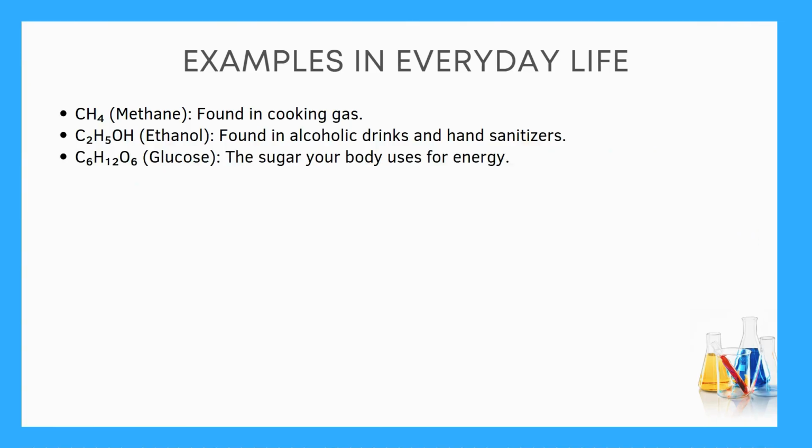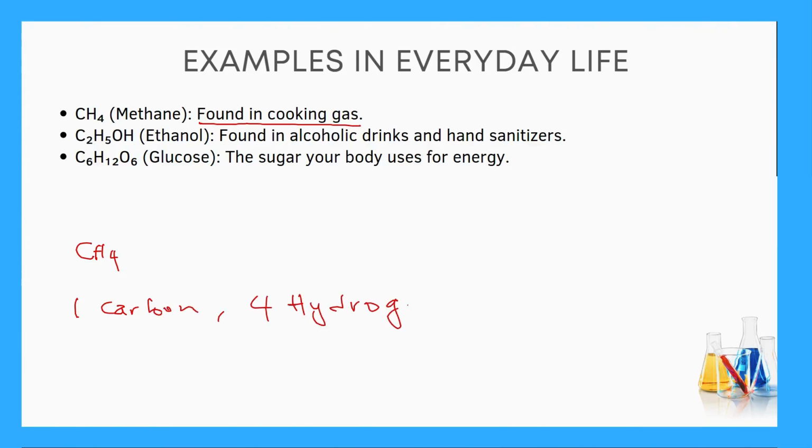Now that we have put that in place, let's see some examples of organic compounds that we have in our everyday life. Now, maybe you have a gas cylinder in your kitchen that you use for cooking. That contains a gas that we know as methane. Methane has the molecular formula CH4. In other words, it has one carbon atom and 4 hydrogen atoms. Now, that is an organic compound, and it is also called a hydrocarbon.